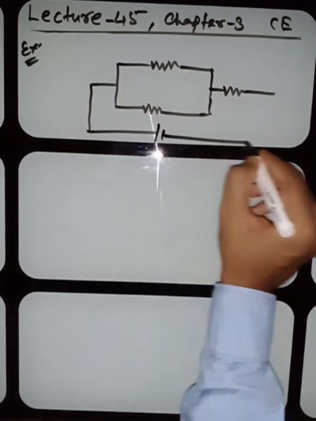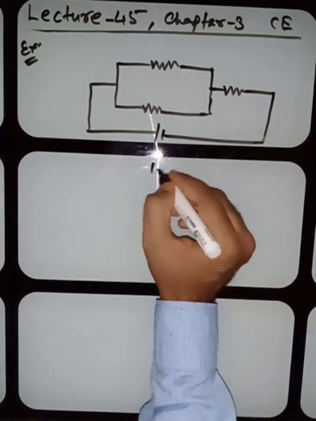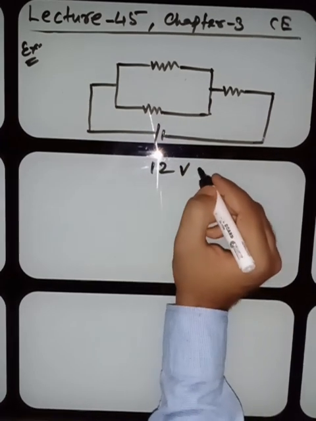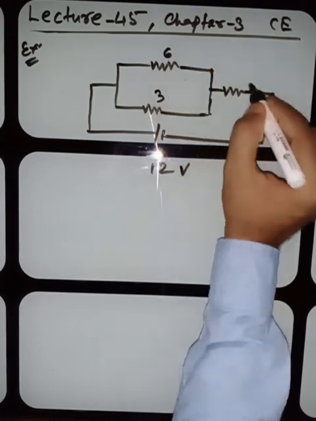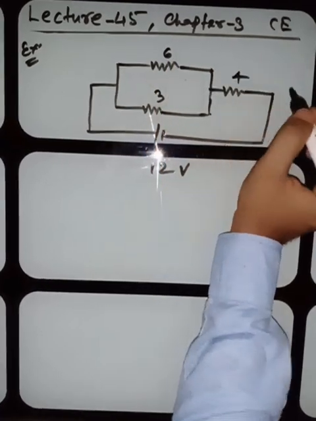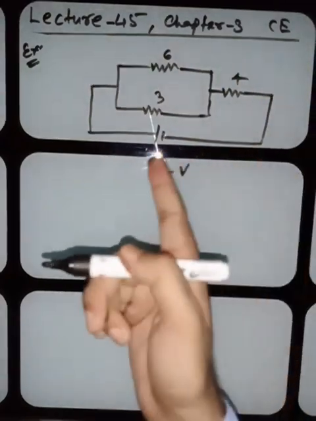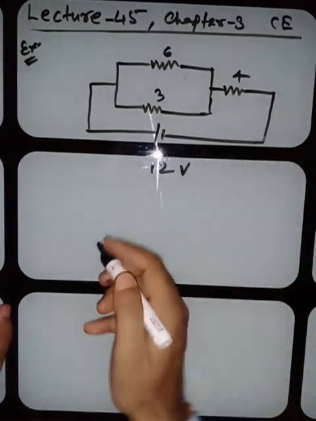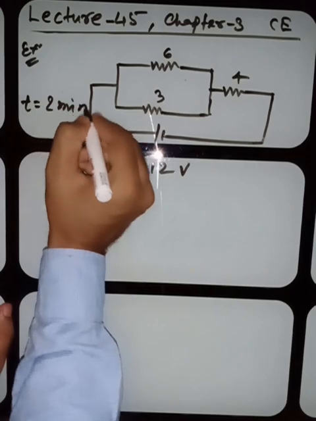Let me connect a battery, and this battery is 12 volt. Resistances are 3 ohm, 6 ohm, and this is 4 ohm. That's it. If this battery is switched on for 2 minutes, how much time? For 2 minutes.